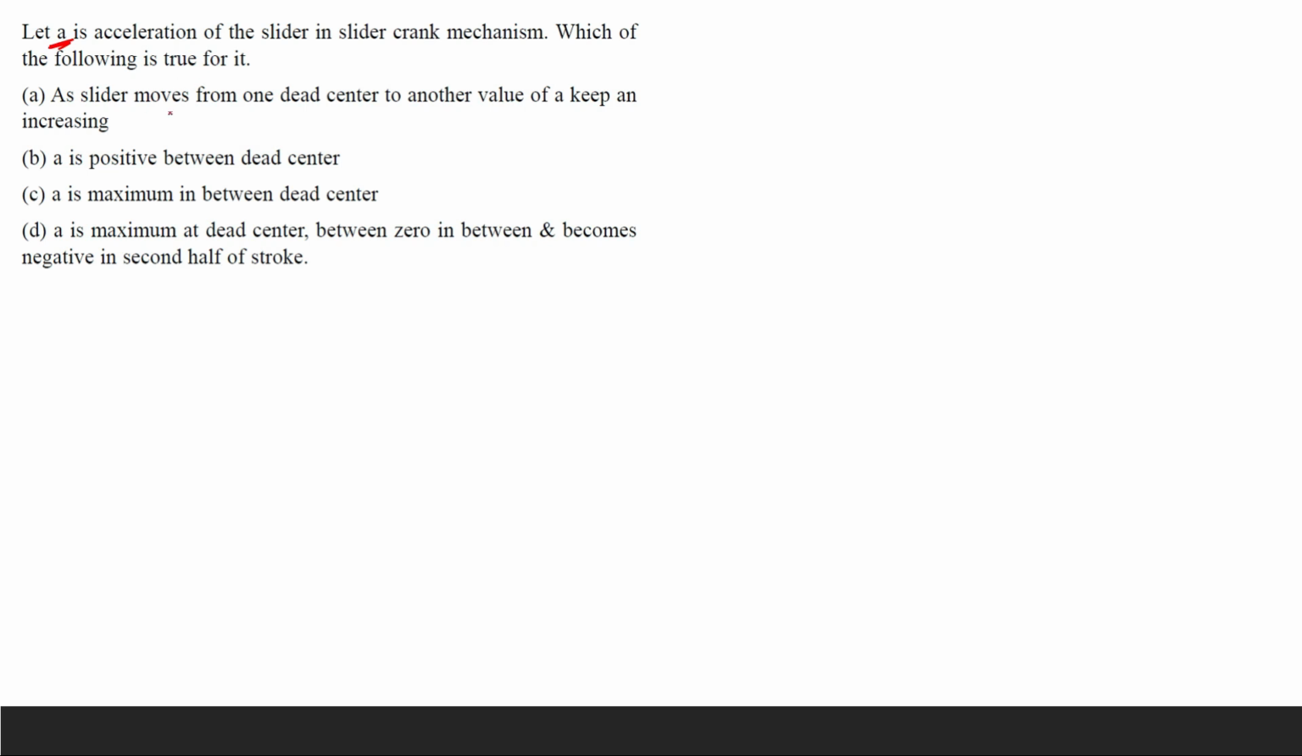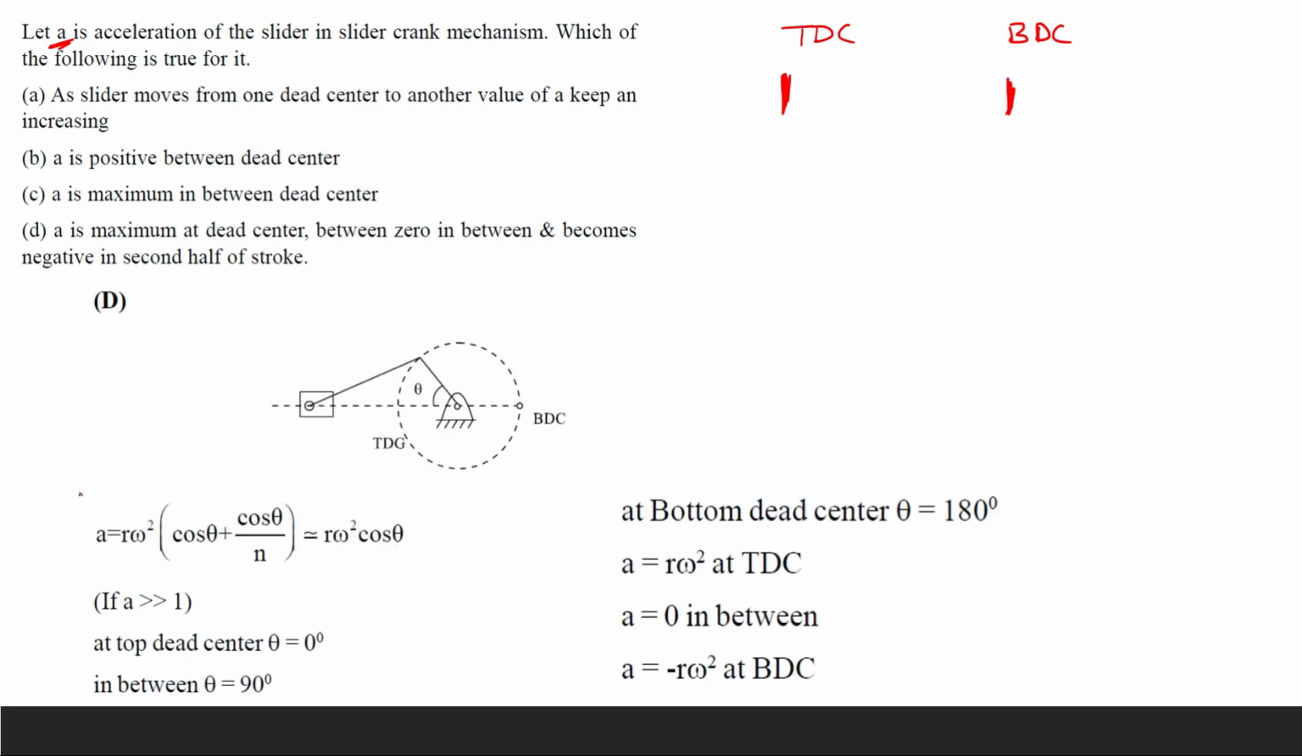As the slider moves from one dead center to another, these are the dead centers, top dead center and bottom dead center. The options: keep on increasing, positive between dead center, maximum between dead center, maximum at dead center and zero in between and become negative in the other half. So we have to find it from the relation. Here you can see the acceleration relation, the velocity relation, and the displacement relation that I have given to you. Acceleration is this. Now if you approximate it, you can neglect this term, then this is the approximate relation.